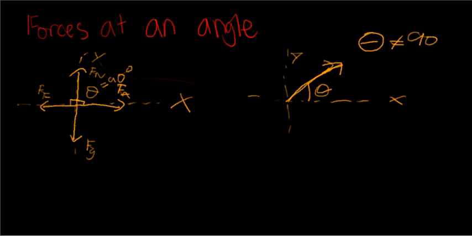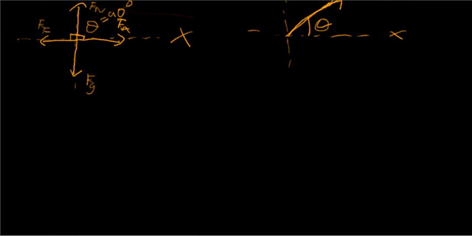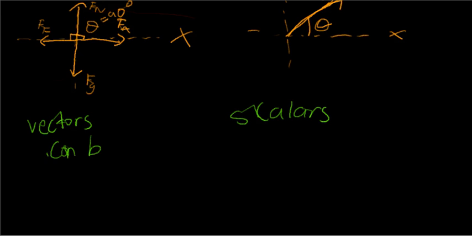So what we have to do is talk about vectors and scalars. Vectors and scalars. Now, one unique property of vectors is that they can be broken down.